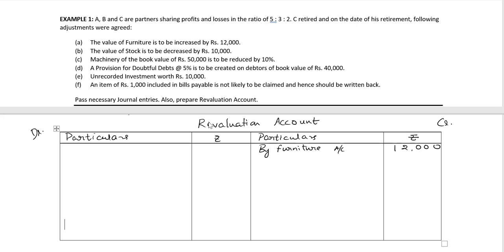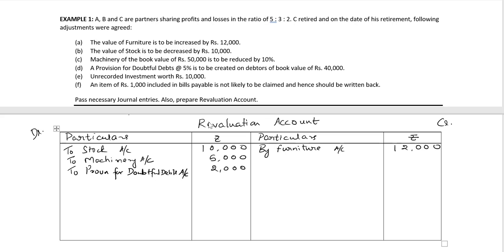Point B, the value of stock is to be decreased by 10,000 rupees. To stock account, 10,000 rupees. Point C, machinery of book value of rupees 50,000 is to be reduced by 10%. So to machinery account, 5,000 rupees. Point D, a provision for doubtful debts at 5% is to be created on debtors of book value of rupees 40,000. So to provision for doubtful debts, 5% of 40,000 is rupees 2,000.